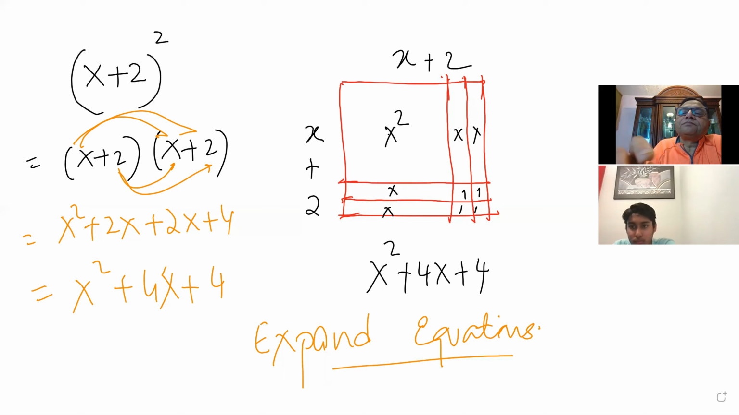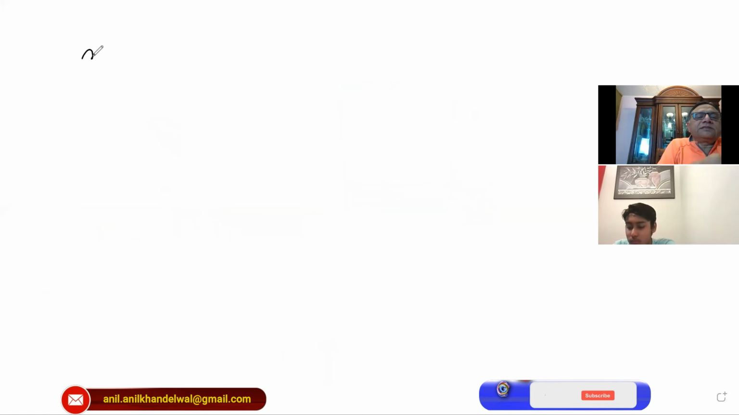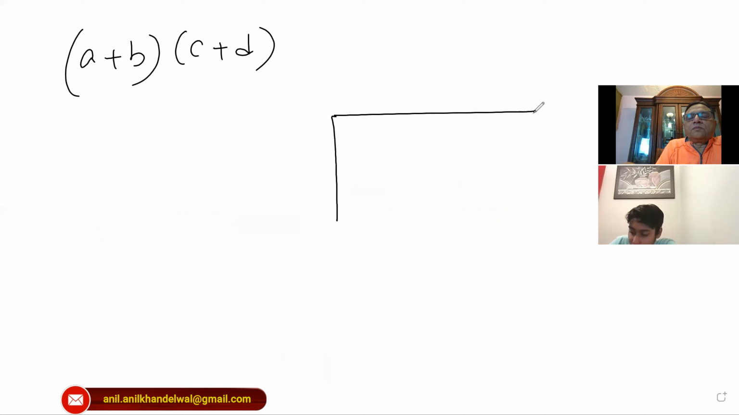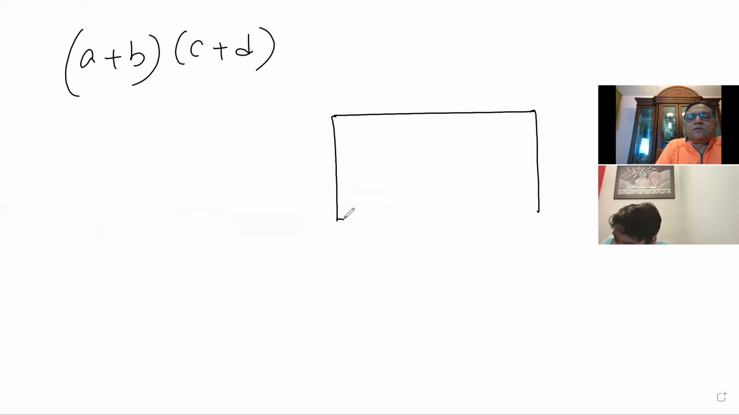Perfect. Now let's take general equation. Now I have an equation which says a plus b times c plus d. How will you show this? a plus b multiplied by c plus d, sir? Yeah. So ac plus ad plus bc plus bd.